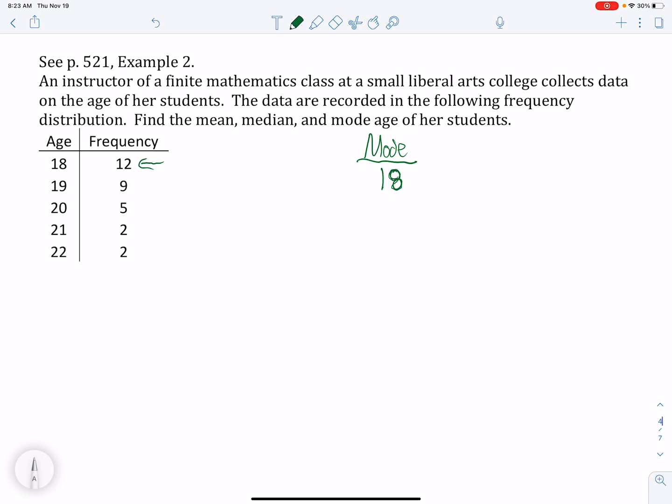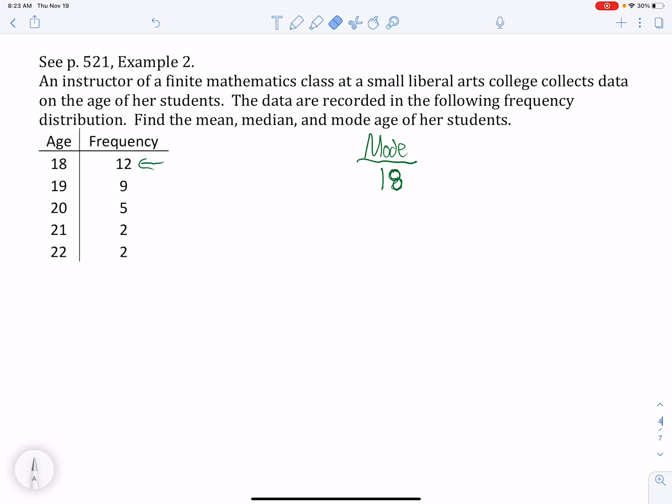Notice it's not 12 that's the mode. The mode is the data value that happens the most often. 12 is not one of the ages of her students. Her ages are 18, 18, 18, 18, 18, 18, and so on. So the mode is the age with the highest frequency, which in this case is 18.